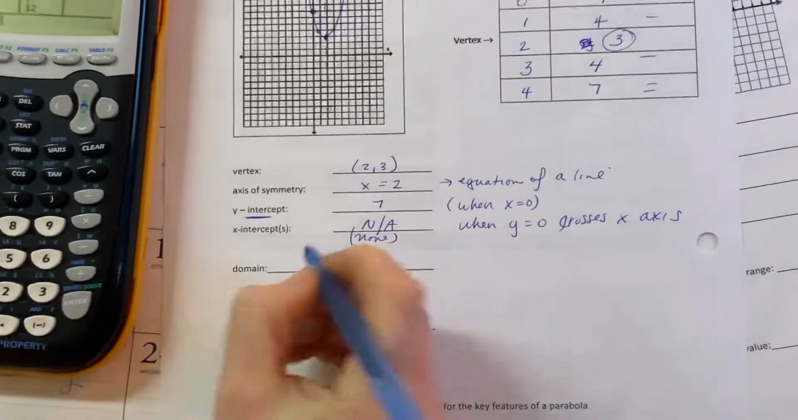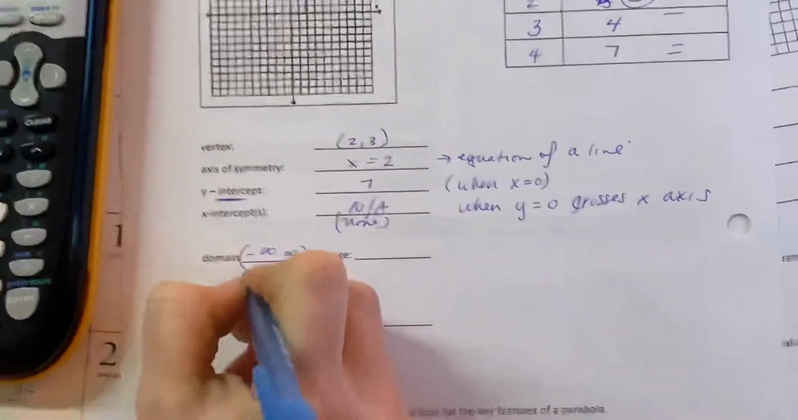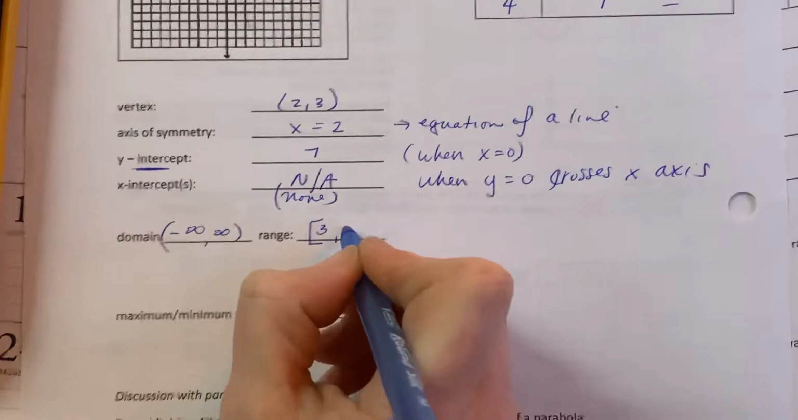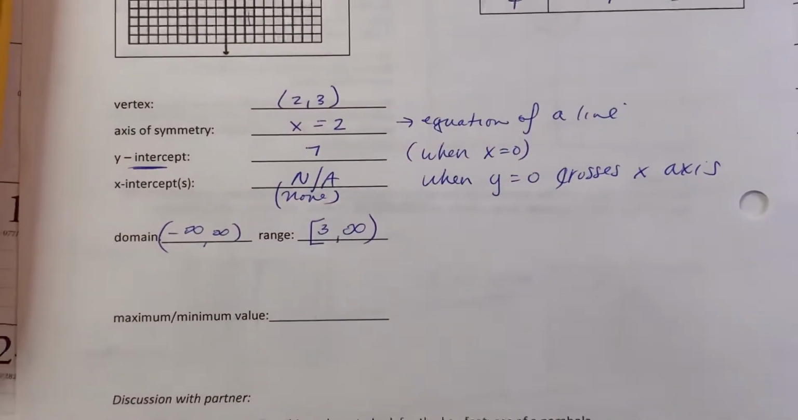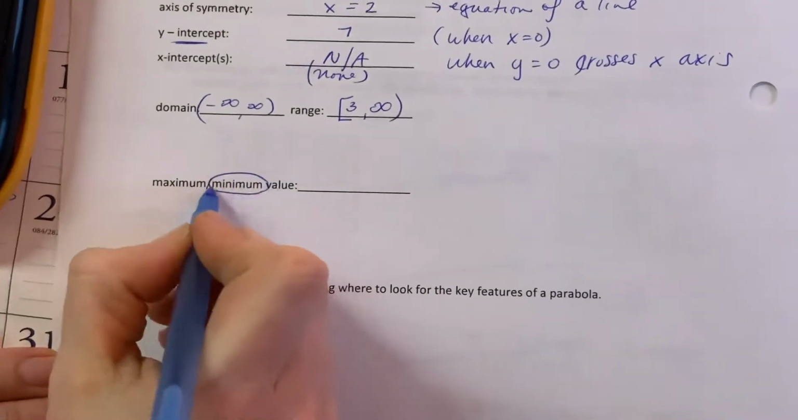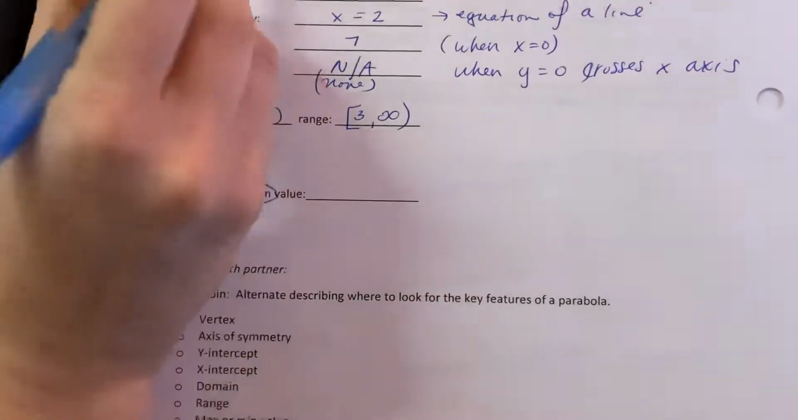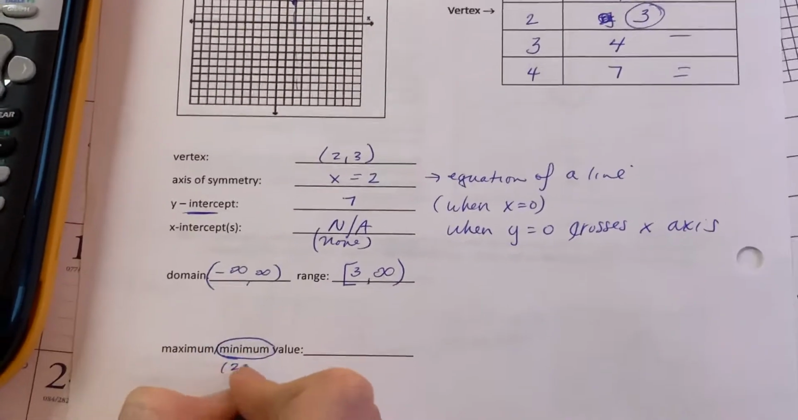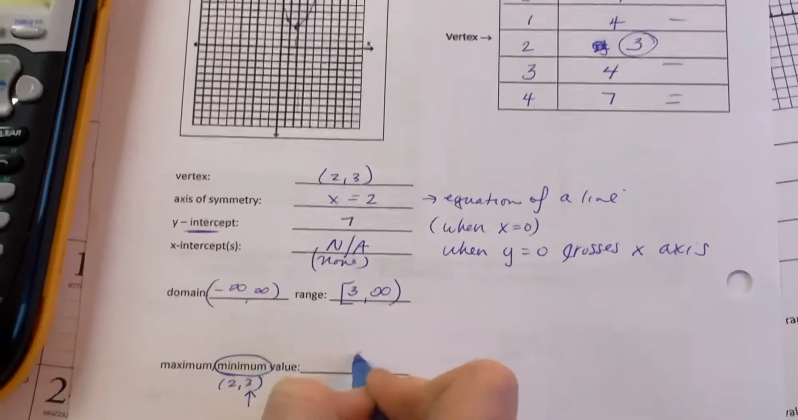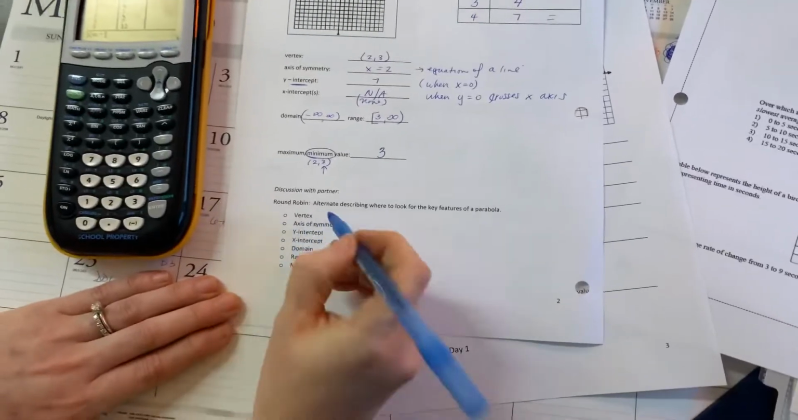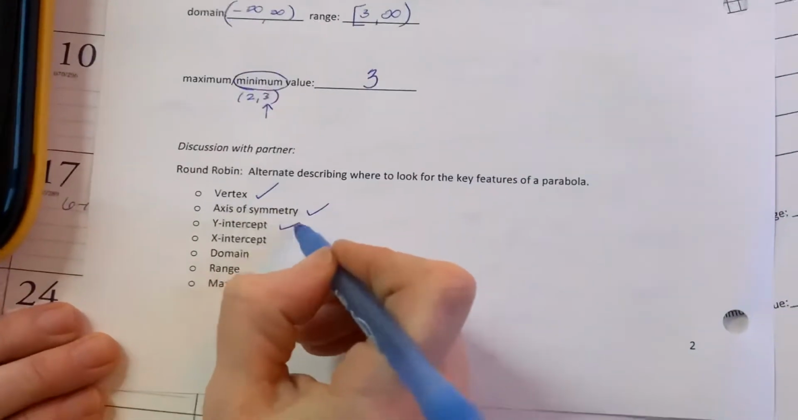Okay, domain is my left wall to my right wall, and my range is my floor to my ceiling. The lowest y is 3, and it goes to the ceiling of infinity. So my minimum or maximum value, in this case it's a minimum value because it's the lowest point of the parabola, it's at the point (2, 3), so my minimum value is always my y value, so the minimum value is 3.